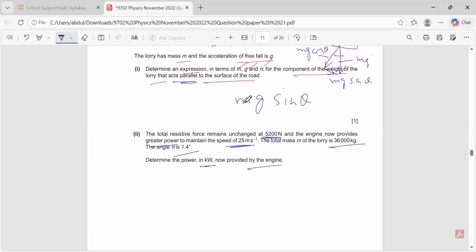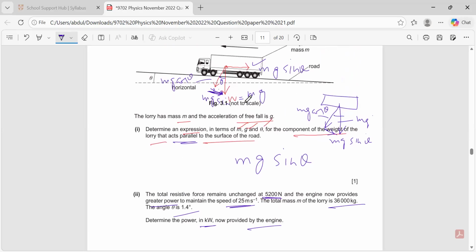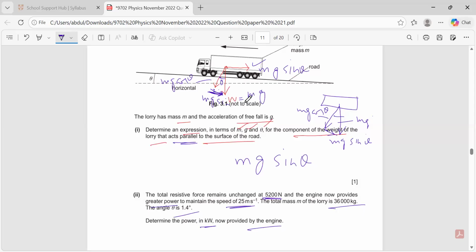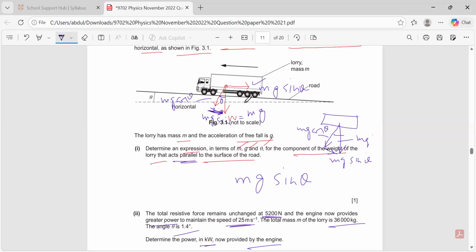Now, as it is still moving with constant speed, it means acceleration is zero. It means resultant force is zero. Resultant force is what? Resultant force is zero. So now, my dear friends, resultant force is zero. Now see, on this lorry, the driving force is this one. Let me say this is the driving force. Mg sine theta is already backward, and then resistive force is still same, that is also backward.